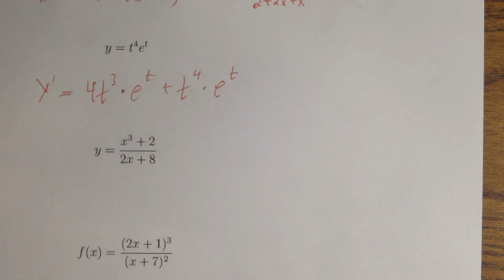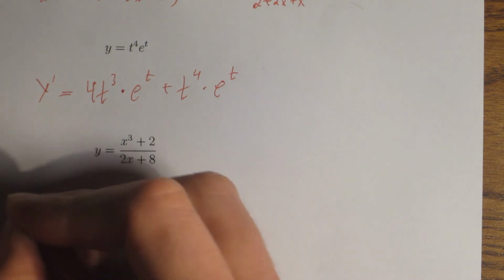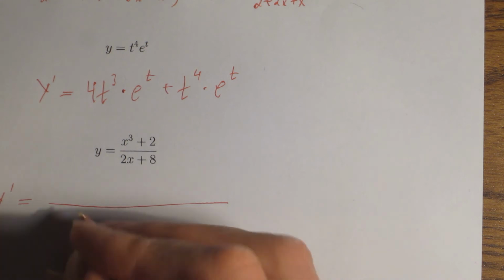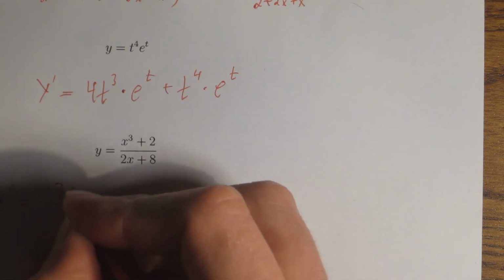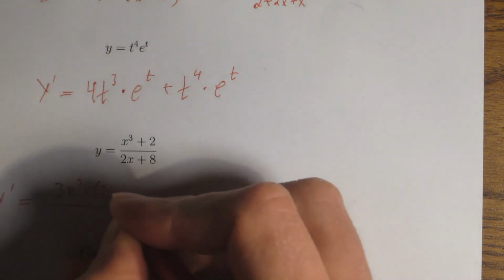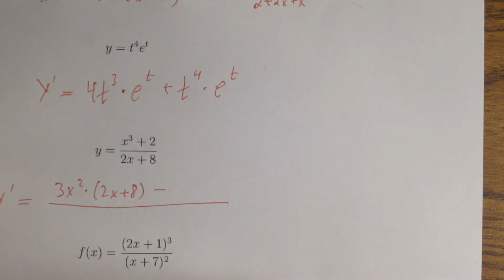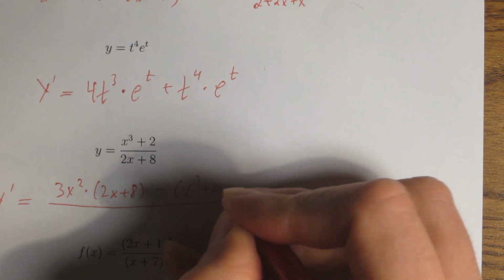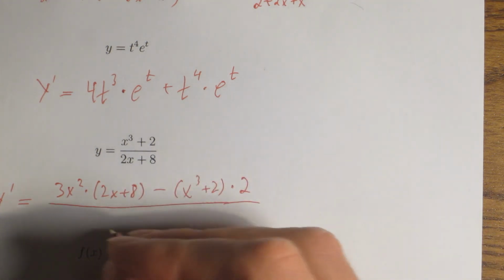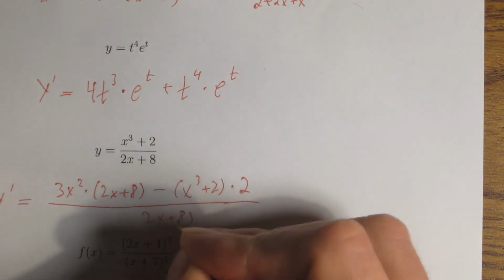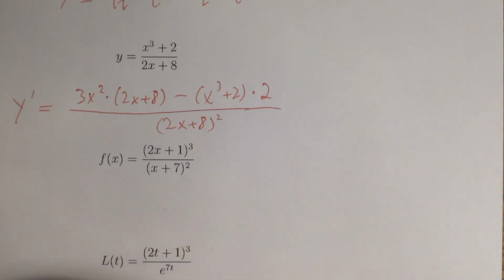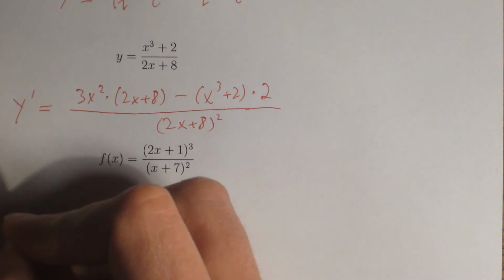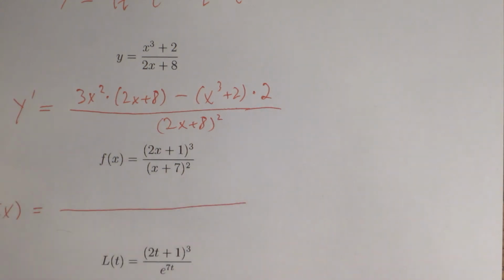Here you have a quotient, so you need to use the quotient rule. So y prime is a quotient, where you have the top function's derivative times the bottom function minus the top function times the bottom function's derivative, and then you divide by the square of the bottom function. Same thing. So to find f prime of x, the derivative, you use the quotient rule.